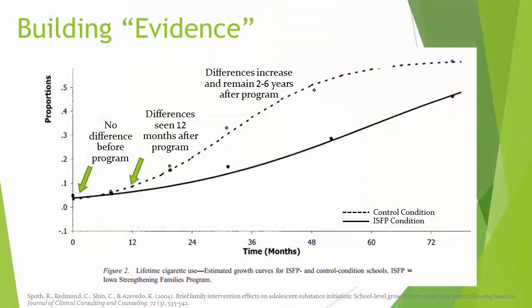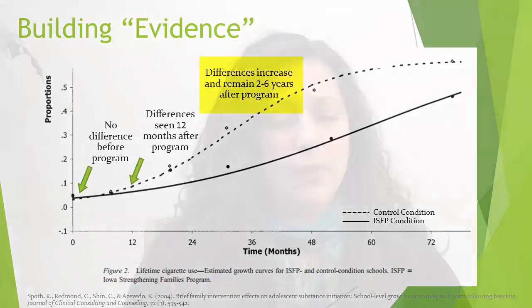Here we have an example, a chart for the SFP 10 to 14 program compared to a control group. You can see at month 0, before the program began, that the two groups do not differ on lifetime cigarette use. But over time, the control group has higher rates of lifetime cigarette use than the SFP group, and this difference emerges around 12 months after the program and is sustained over time, gradually decreasing toward the 72-month mark, 6 years after the program was delivered.